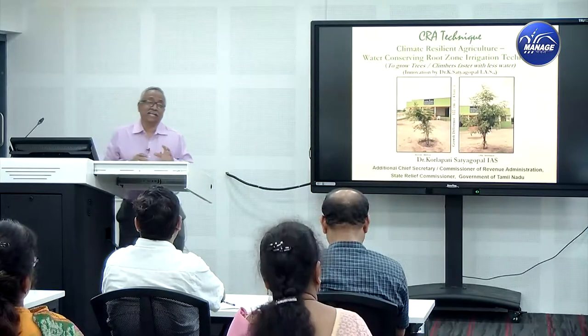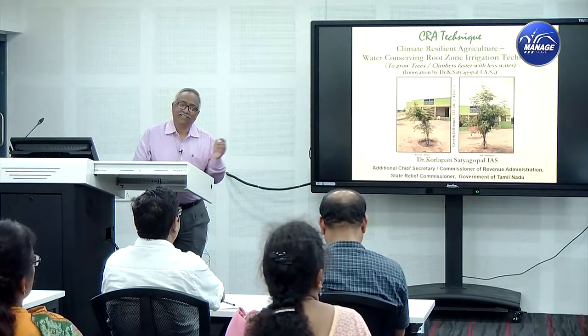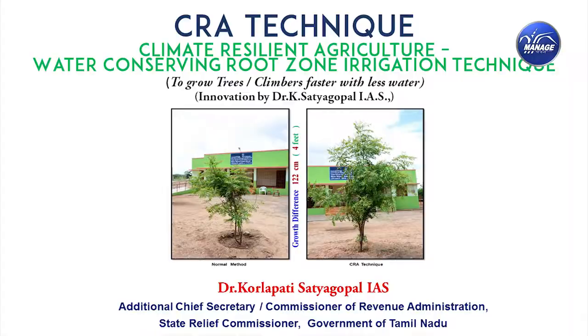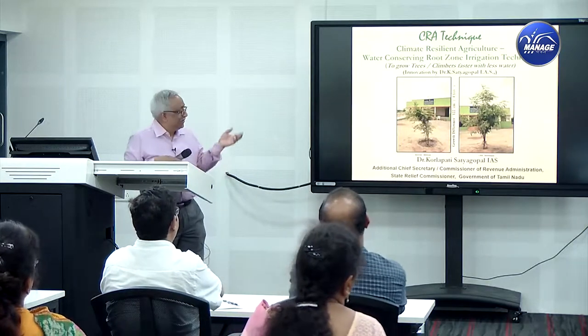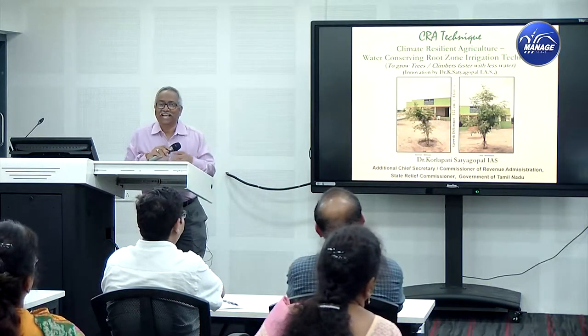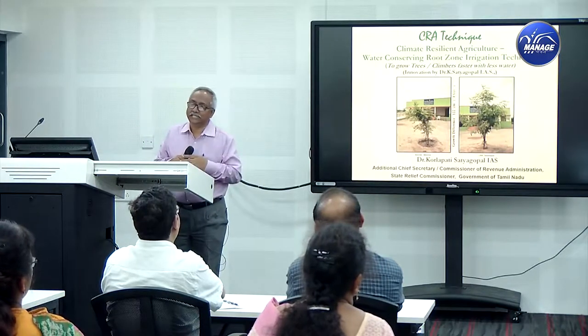It is called CRA technique, popularly, in Tamil Nadu, not thinking that it is climate resilient agriculture. It is called that way because I am the CRA in that particular state. I am the Commissioner Revenue Administration, and since I introduced this technique, people popularly call it CRA technique. We only gave this expansion to the acronym as climate resilient agriculture and water conserving root zone irrigation technique.